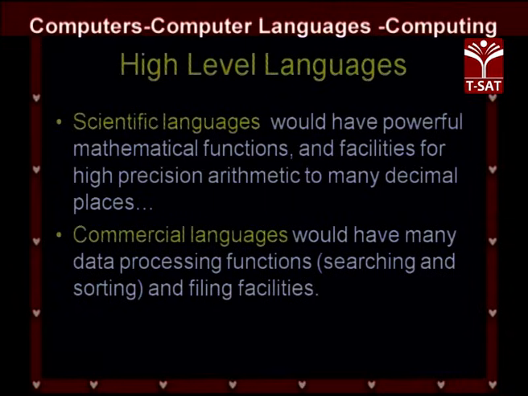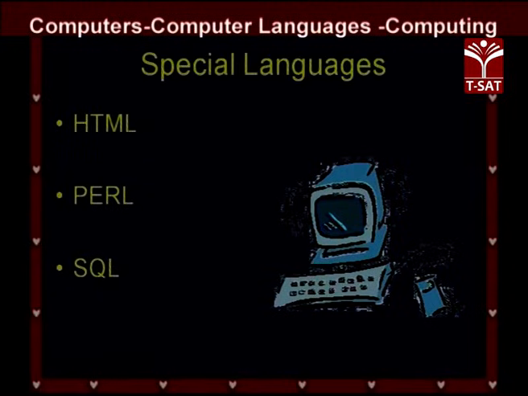Commercial languages have many data processing functionalities, whereas scientific languages have mathematical functionalities. Commercial languages are about data processing: searching, sorting, filtering. If you want to search data, filter data, or sort data, all these data processing functionalities come under commercial languages. This is not that important, so just for your understanding, we can say.